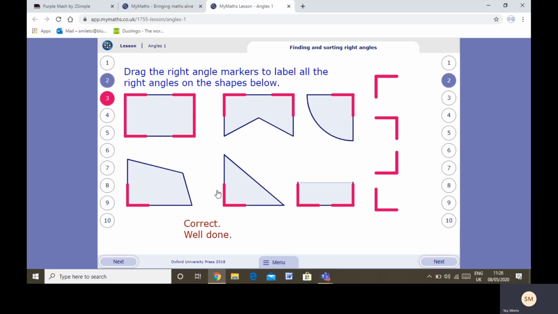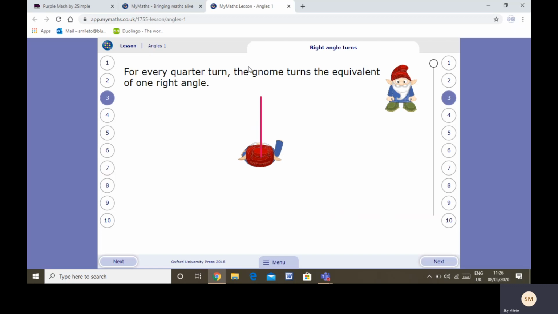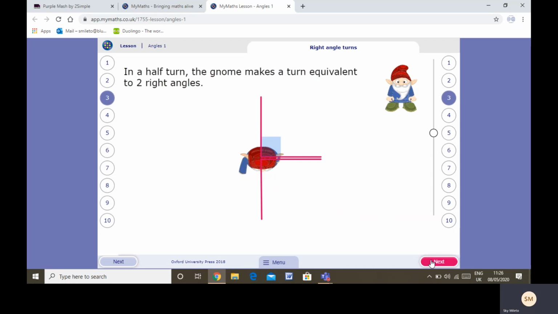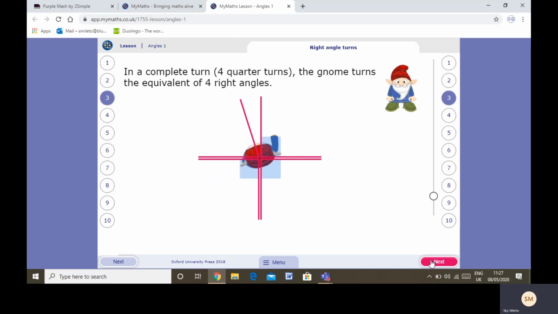All correct. So for every quarter turn, the gnome turns. This is the gnome. You're looking down on his hat here, and you can see his arms there. Every quarter turn he turns is equivalent to 1 right angle. So let's count how many turns he makes in a full turn if he went all the way around in a circle. 1, 2, 3, 4. So we know in a whole circle, in a whole turn, there are 4 right angles. We can see them all here.